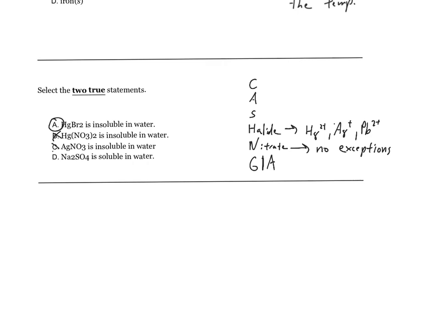Well, nitrate, silver nitrate would be soluble in water. Again, no exceptions. And then D is true. Sodium is a group 1A metal. No exceptions. Got to know your solubility rules. CHE and GEA is a good way to help remember them.